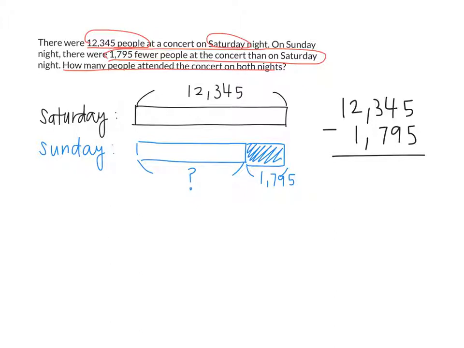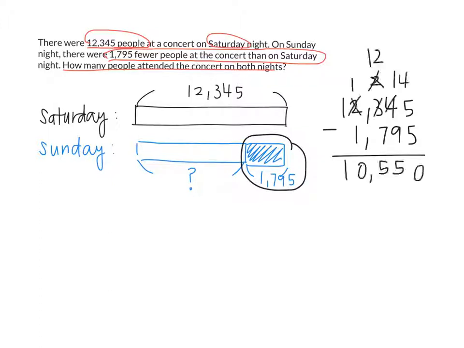So for this problem, the first step is to find out how many people went on Sunday, and we can do that by finding the difference between the people who went on Saturday and the extra amount here that did not go on Sunday. Okay, so let's go ahead and do that subtraction. Now that we found out, we can label on our tape diagram that 10,550 people were there on Sunday, right?